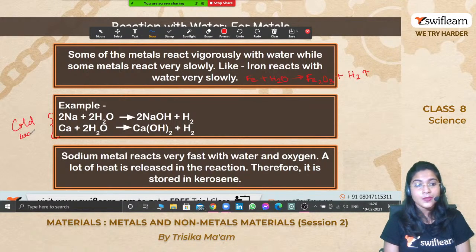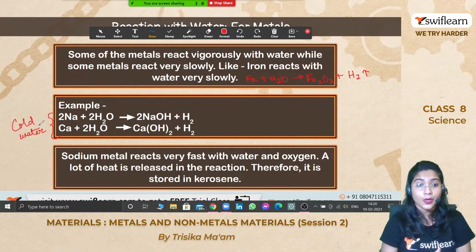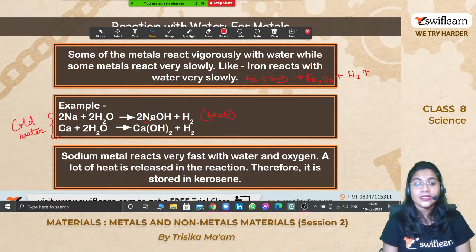Always keep it in mind that sodium, calcium, and potassium, these are the three metals which react with the cold water. Among them, sodium reacts very fast. It is a very fast reaction with water and oxygen. So what do we get over here? When the sodium reacts with the water, we get NaOH. It is a base, right?